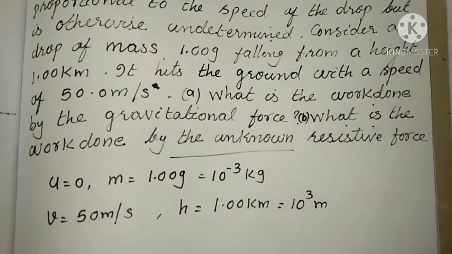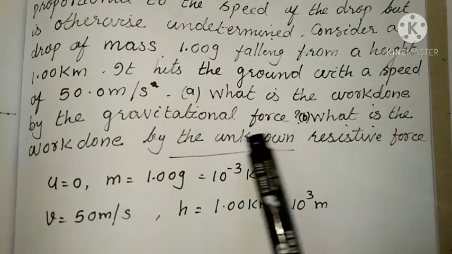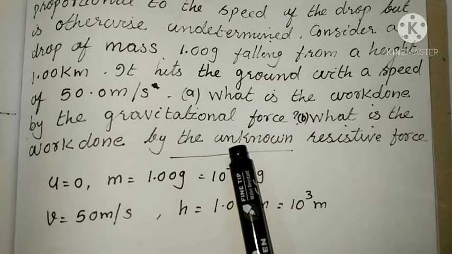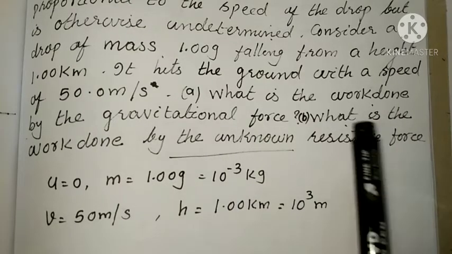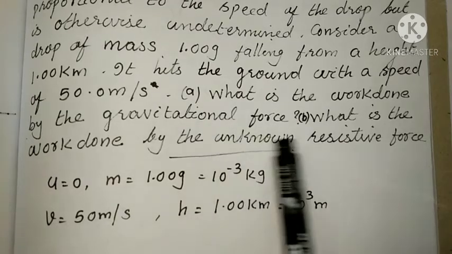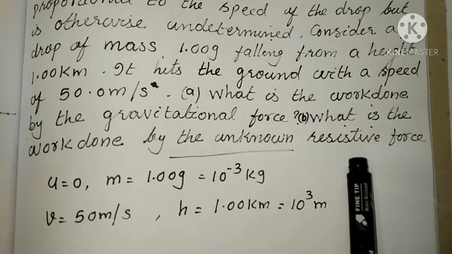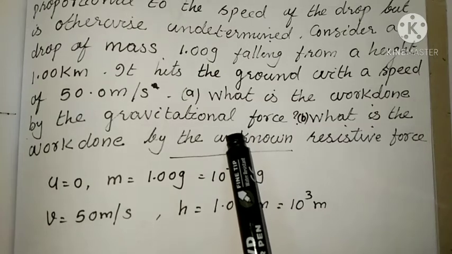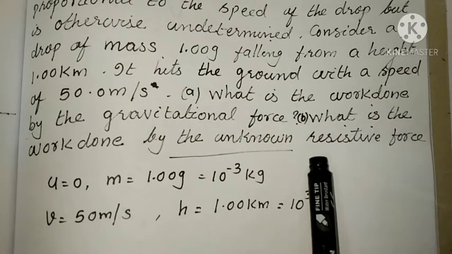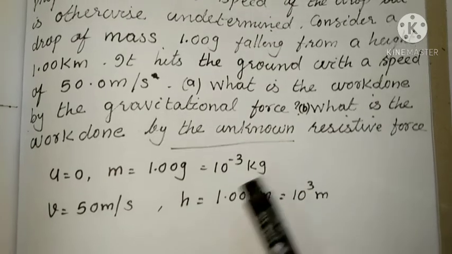Okay, so you want to find out the work done by the gravitational force. There are two forces there, gravitational force and the resistive force. So, work is done by the gravitational force and by the resistive force. You want to find out Wg, that is the work done by the gravitational force, and Wr, that is the work done by the resistive force.